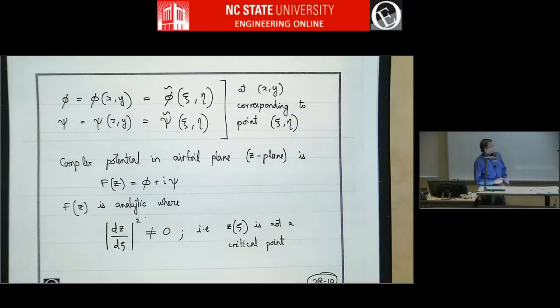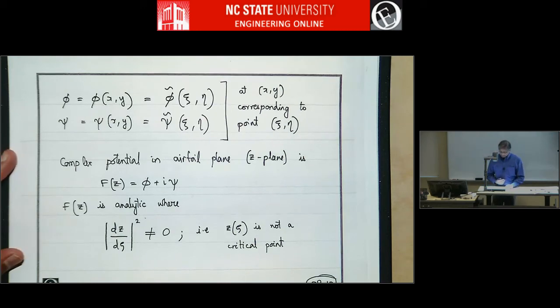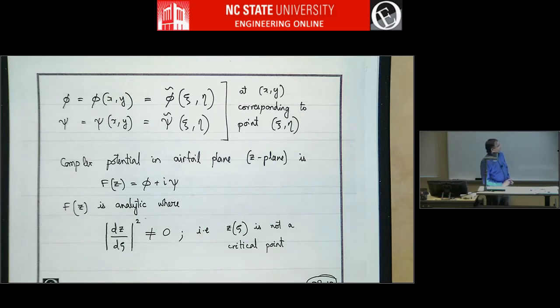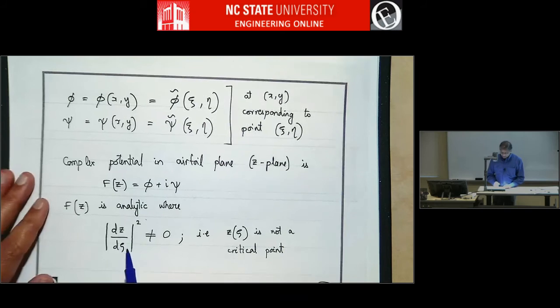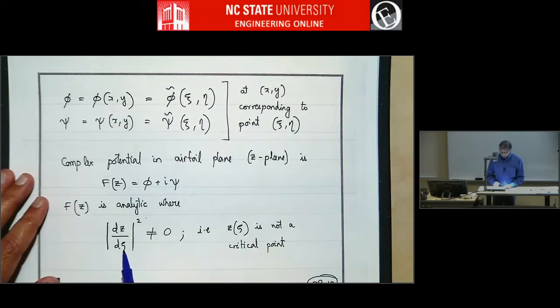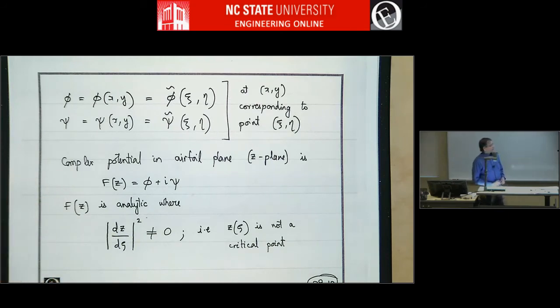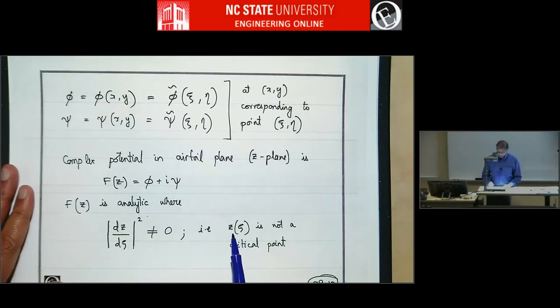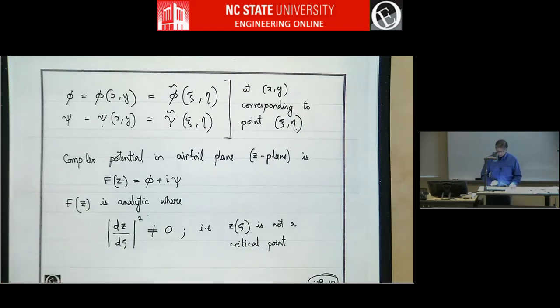So the complex potential in the airfoil plane is f of z, which is phi plus i psi. If you take the derivative, it will be the complex velocity, but f of z is analytic everywhere where dz d zeta is not equal to 0. So the magnitude of dz d zeta, as long as it's not equal to 0, f of z is analytic. So that means as long as z of zeta is not a critical point, the transformation is analytic.